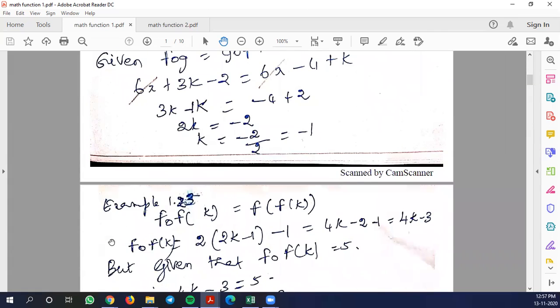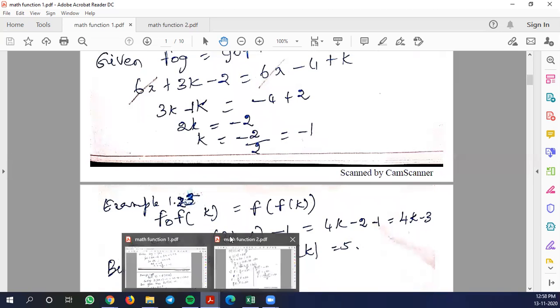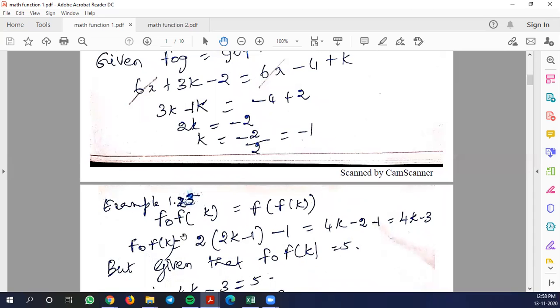Okay. Example 1.23. Find k if f of k equals 5, where f of x equals 2x minus 1. So here it is given f of k equals 5. So now what are you going to find out? First we have to find out f of f of k. See the book, f of k is 2k minus 1. So f of f of k is 2 into, in the place of k, you have to substitute 2k minus 1, because f of k is 2k minus 1. Minus 1 is already there.